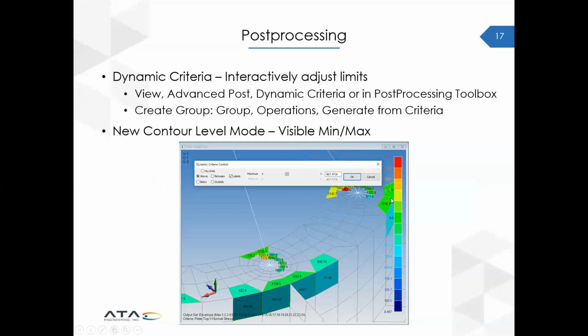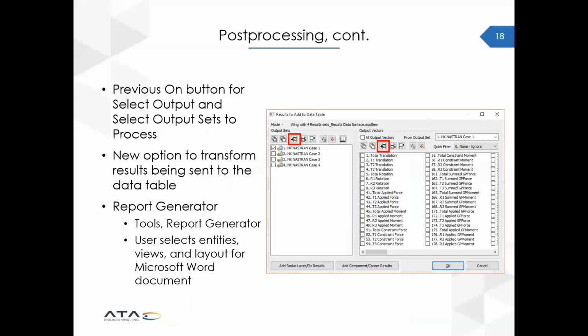Previously, there were a few other options in there, but if you started hiding elements, your legend might not change. With this new visible min-max mode, it will. A few other post-processing notes. There is now a previous on button for our select output and select output sets.